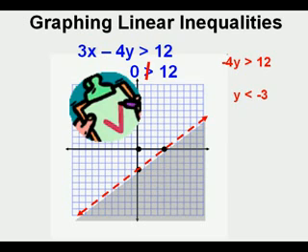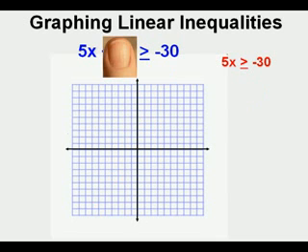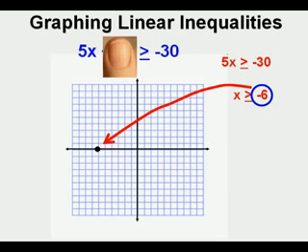Check. Let's look at this inequality, which is 5x plus 6y is greater than or equal to negative 30. Again, we use our thumb to cover the y term. That leaves us with 5x is greater than or equal to negative 30. We solve for x by dividing both sides by 5 to get x by itself, so x is greater than or equal to negative 6. We mark the x-intercept on the x-axis at negative 6.